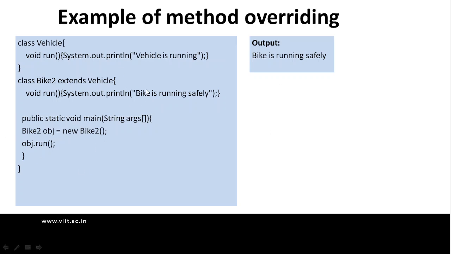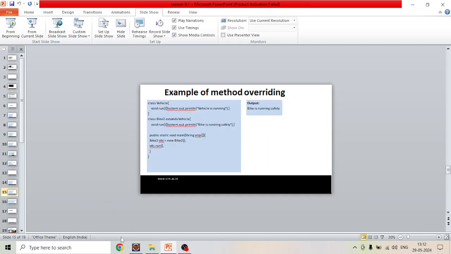Bike is the child class, meaning the method from the child class will be given priority if you call the method of the child class. If it is not available in the child class, that method will get searched in the parent class. Let us check this vehicle and bike example.